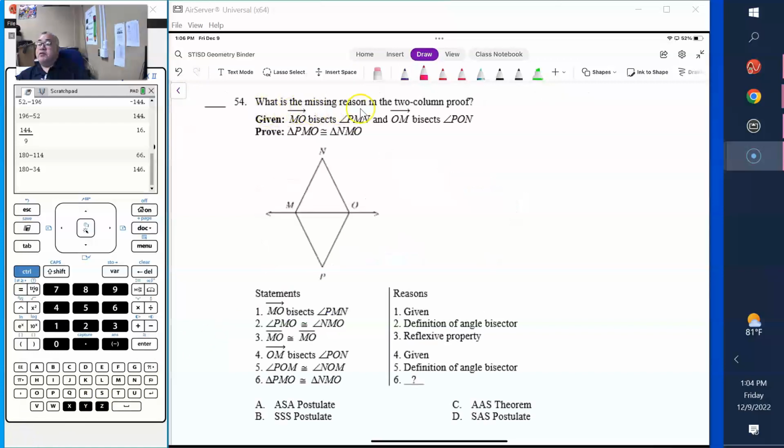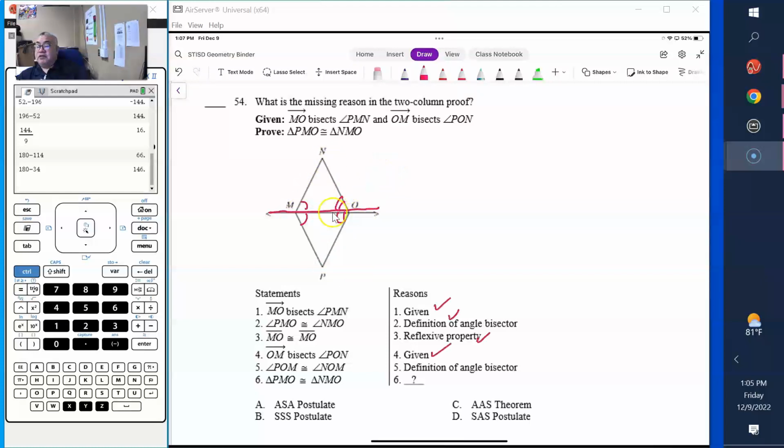What is the missing reason in the two-column proof? MO, or ray MO, bisects PMN. So this angle is congruent to this angle. OM bisects PON. So this angle is congruent to this angle. So that was given. And what I just finished drawing were the angle bisectors. That means that PMO is congruent to NMO. That's the first two. We know that MO is congruent to MO. That's a reflexive property.